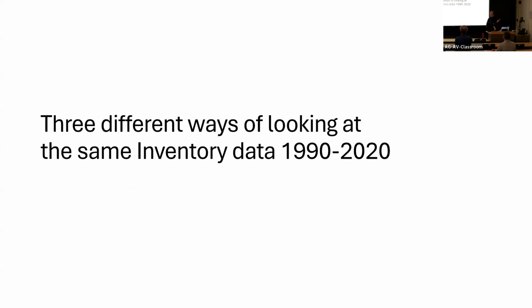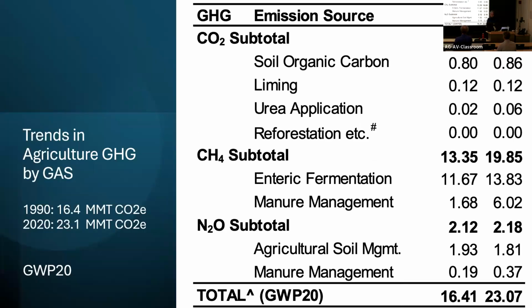Okay, I'm going to show you 3 different ways of looking at our inventory results from 1990 to 2020, right? Everybody sees differently. This is the table format, and you can see on the left-hand side the 1990 emissions and the 2020 emissions broken down by gas, activity, and the total using the global warming potential. So you can see that in 1990, we were emitting around 16 million metric tons of CO2 equivalents. And in 2020, we were emitting around 23 million metric tons.